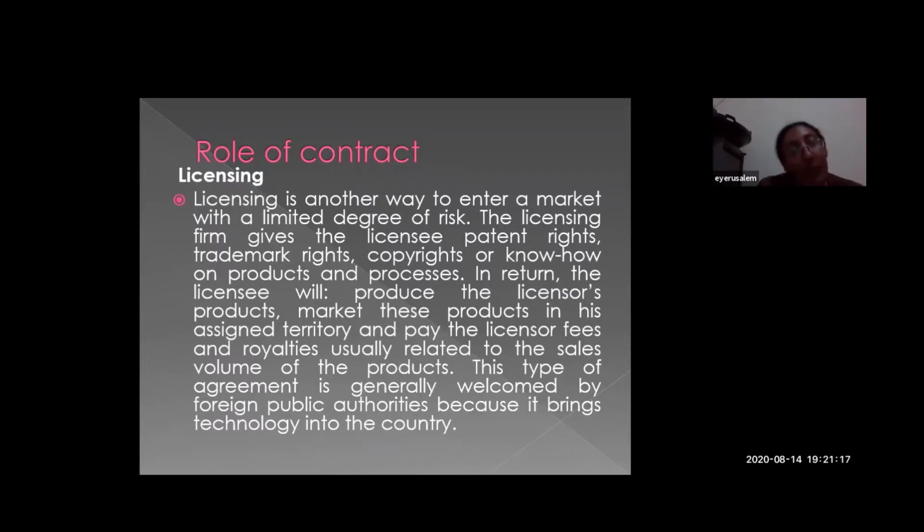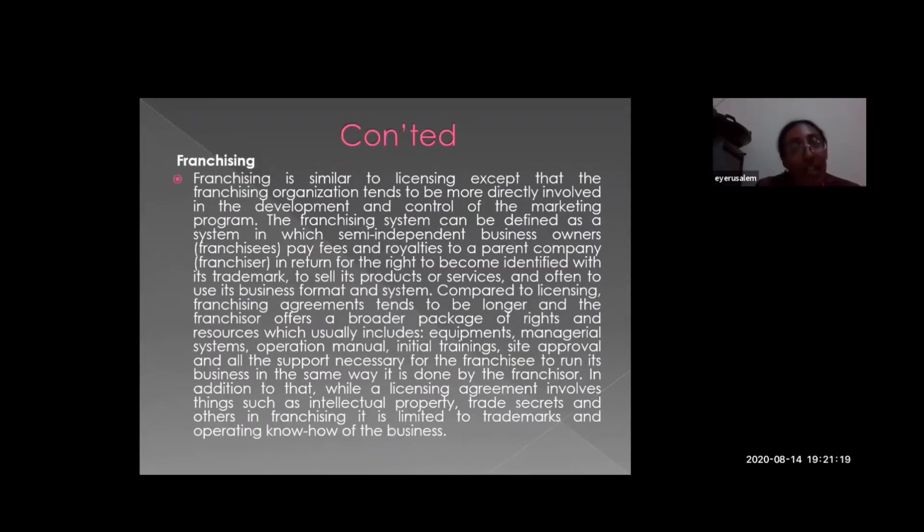When we see franchising, it is much similar to licensing, but they have a little bit of differentiation. A franchising organization tends to be more directly involved in the development and control of the marketing program.